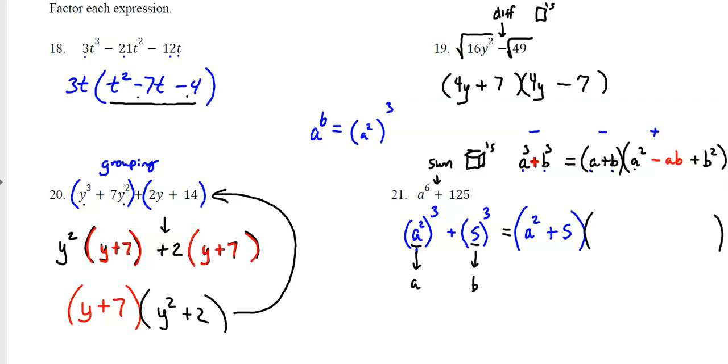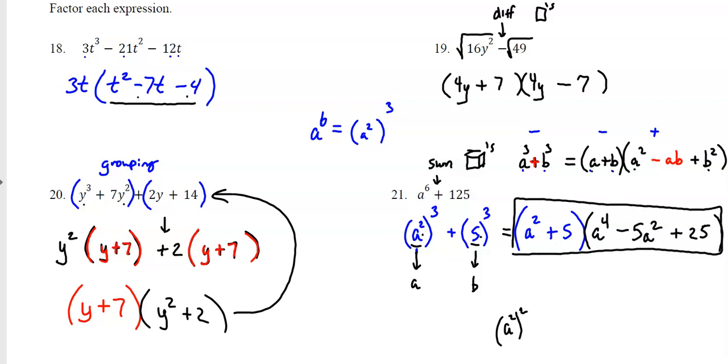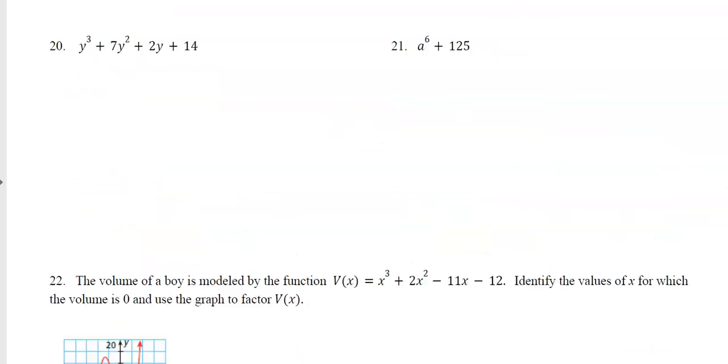Well, I need A squared. So A squared is A. There's my A, and I got to square it now. So that's A to the 4th. Then I got to subtract A times B. So A times B would just be 5A squared. And then I got to do B squared, which is 5 squared, which is 25. And there we go. That should multiply out to make our original piece right there. So it's a little bit tricky. You just need some reps with it, and it shouldn't be too bad for you.